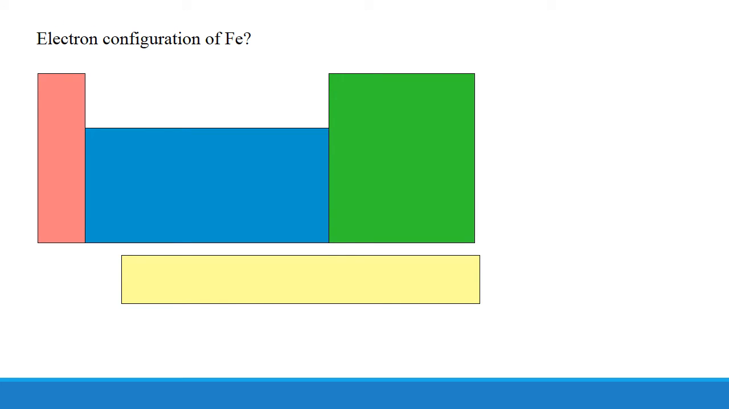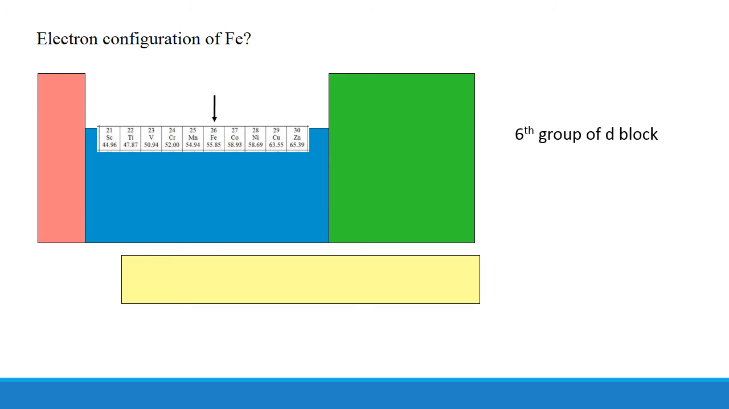So let's take everything we've learned about electron arrangement in the periodic table to predict the electron configuration of iron. Iron can be found in the 6th group of the D block. So based on what we just said, its electron configuration should end with d6. And it's in the 4th period, and remember when you go through the D block, the N is equal to the period minus 1. So its electron configuration should end with 3d6.